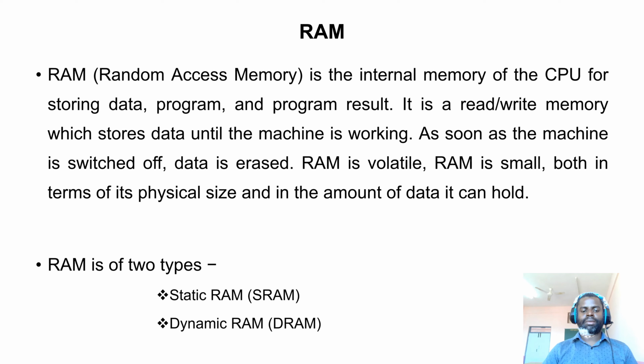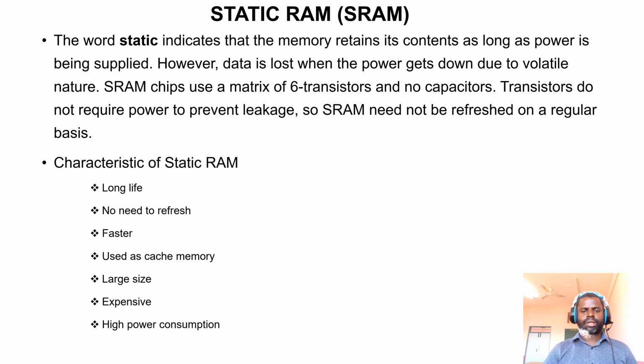There are two types of RAM. Number one, static RAM, and number two, dynamic RAM. The word static indicates that the memory retains its contents as long as power is being supplied. However, data is lost when the power gets down due to volatile nature. SRAM chips use a matrix of 6 transistors and no capacitors. Transistors do not require power to prevent leakage. So static RAM need not be refreshed on a regular basis. So these are the features of static RAM.